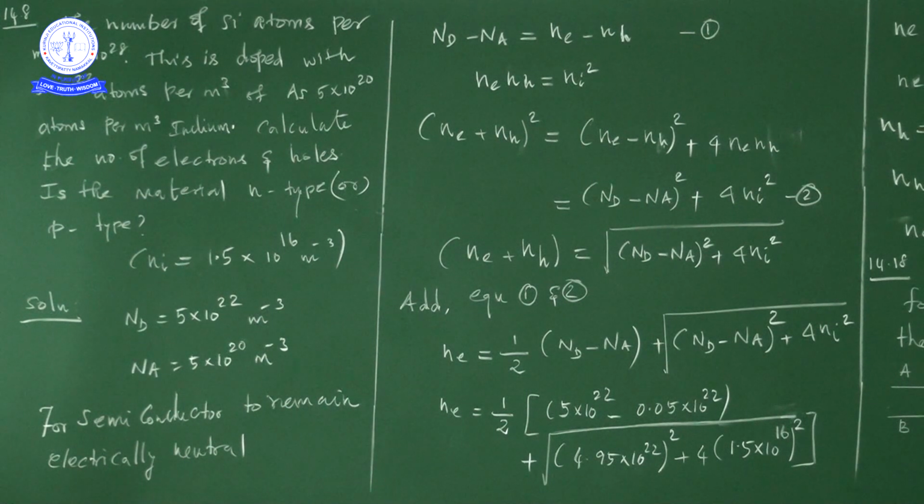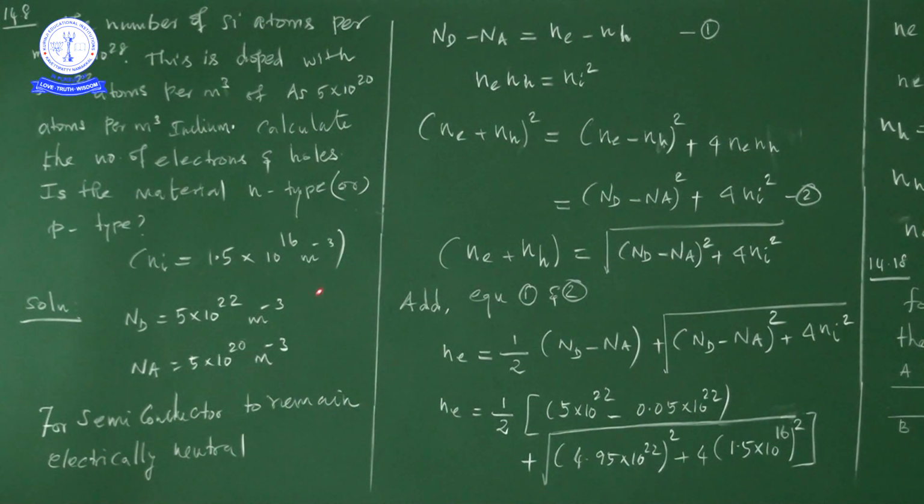Actually, we have a certain condition here. For any semiconductor to remain electrically neutral, what is the condition? Nd minus Na is equal to Ne minus Nh. Ne is the number of electrons, Nh is the number of holes, Nd is the number of arsenic atoms, Na is the number of indium atoms. For the semiconductor to remain electrically neutral, this is a very important condition: the difference of the doped atoms is equal to the difference of the ions, which is the number of electrons and number of holes here.